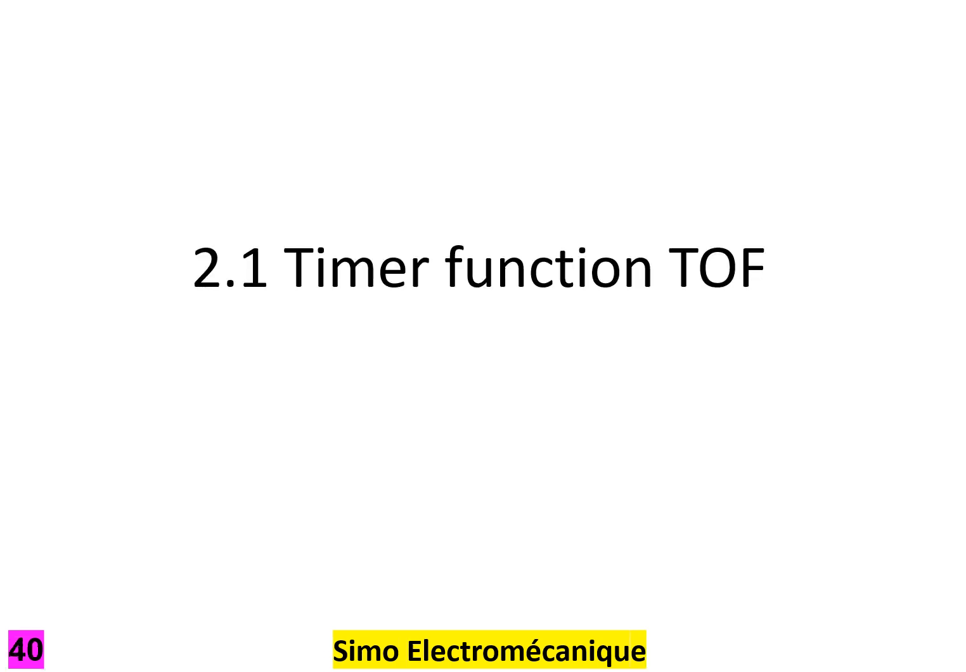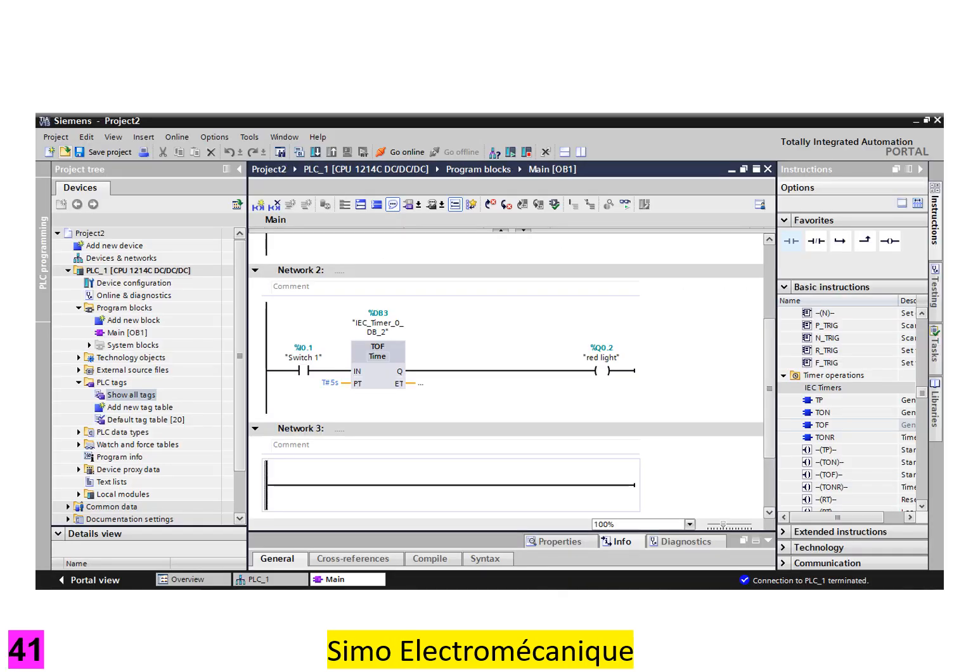Timer function TOF. The TOF timer function operates in reverse to TON. TOF can be used to delay an output switching off, for example an extractor fan in a bathroom. When IN is switched off, the timer starts. Once the timer reaches the time stored in PT, here set to 5 seconds, the output Q is switched off.